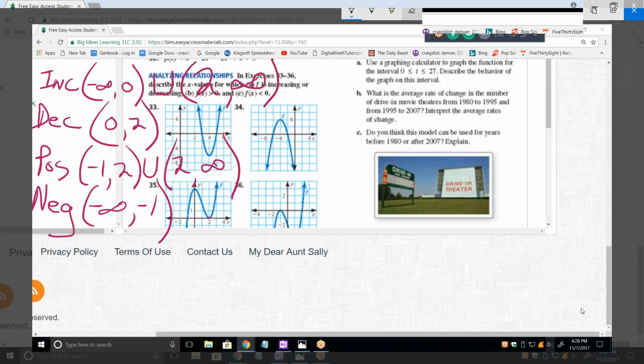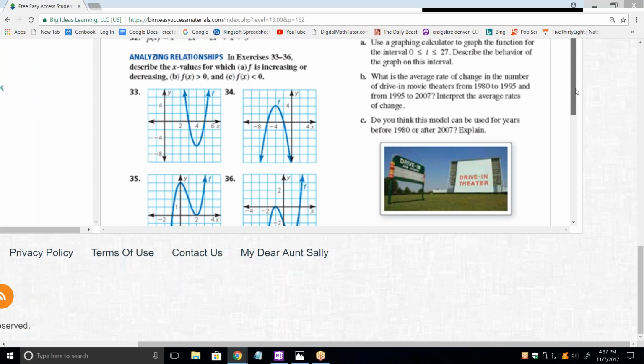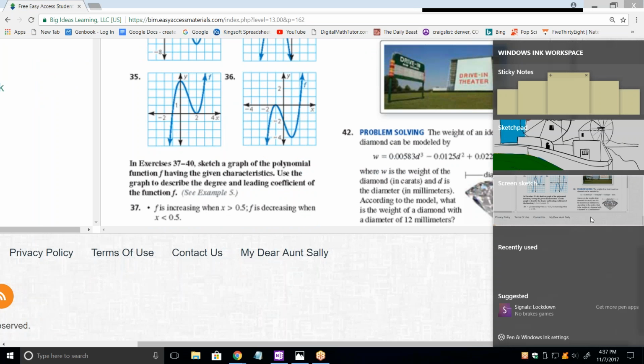So let's do the four things on 36. Okay. Increasing. So it increases from. Hold on a second. I've got to put it in the picture, I guess. Otherwise, you can't read it. Okay. Now. All right. So, yeah, from negative infinity.